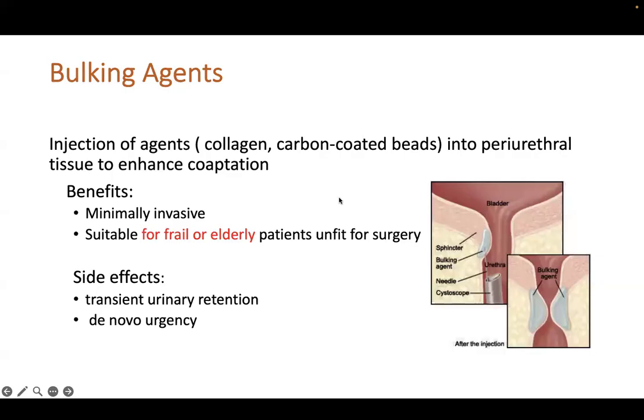And collagen or carbon-coated beads are injected in the suburethral region. So what will they do? Look, in stress urinary incontinence, the urethra becomes lax or relaxed, dilated, mobile. So if we inject the bulking agent here, look at the next picture, they will compress the urethra. Thus, it will act like a sphincteric action. The benefit is it's minimally invasive and suitable for old, frail, elderly patients, and the side effects are transient urinary retention and the patient may have urgency.